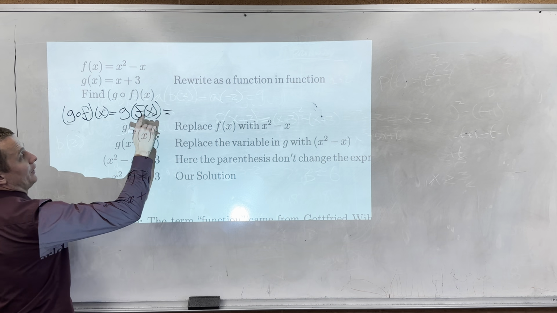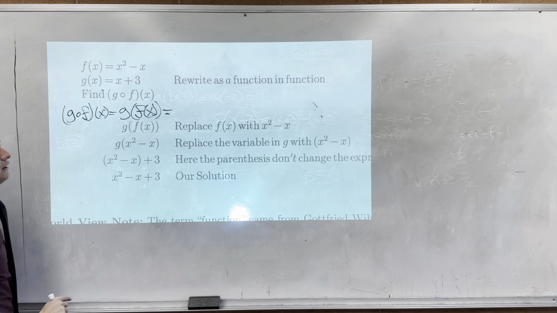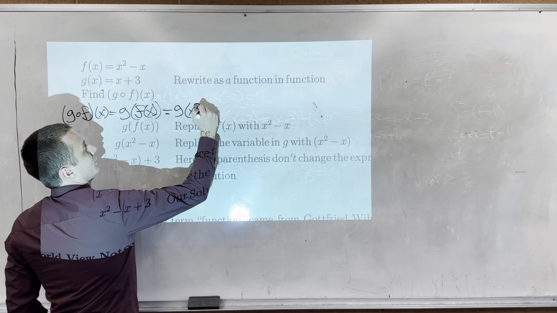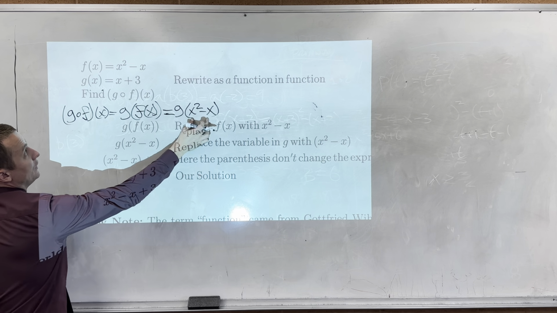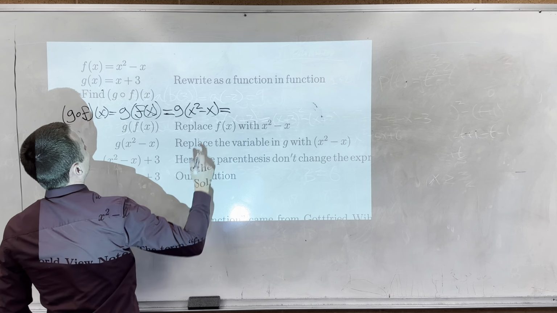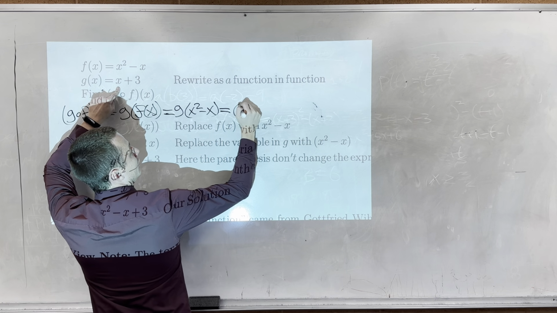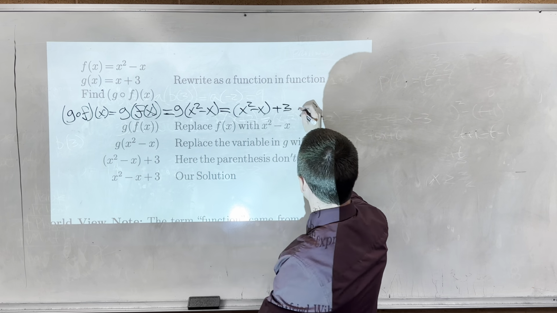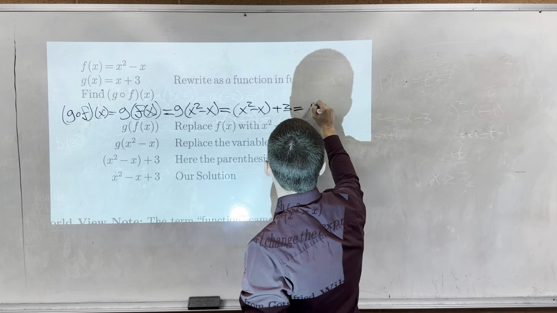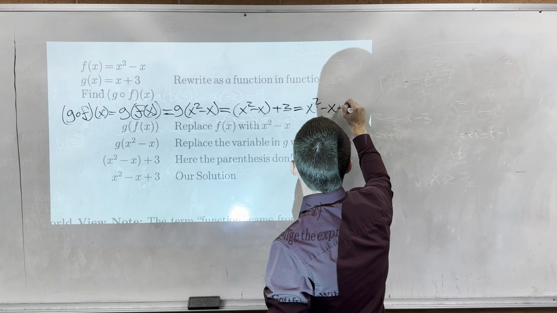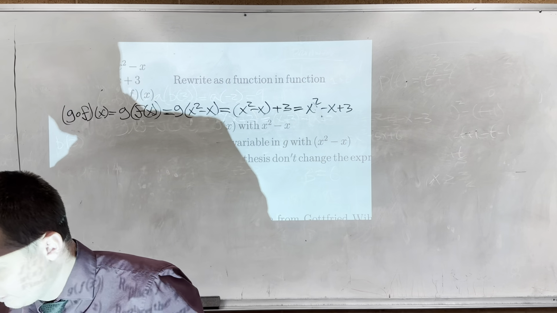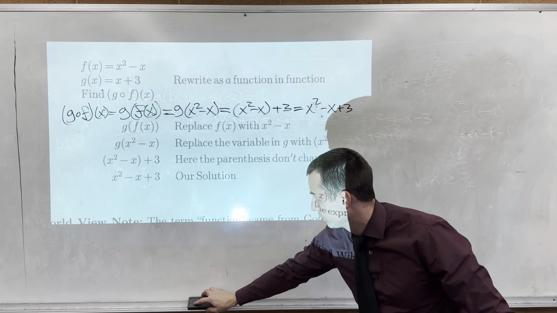We already know what f of x is. It is x squared minus x. That's what that equal sign means. F of x is identical with x squared minus x. So this is g of x squared minus x. So now we need to plug that in for every x in g. Plugging in x squared minus x for x, and then we just have a plus 3. And so it's just equal to x squared minus x plus 3. It's that easy. And that's his solution. X squared minus x plus 3.